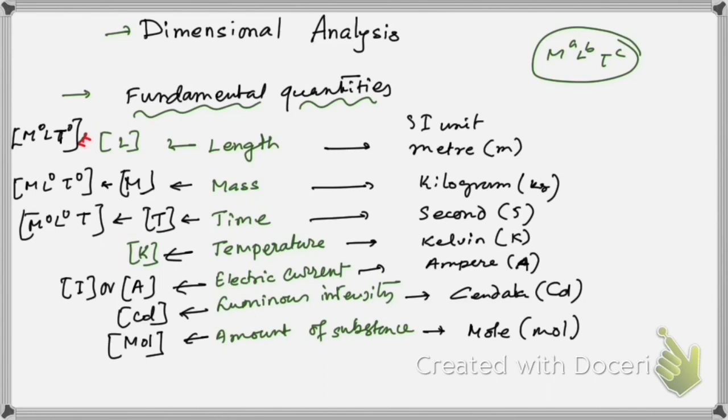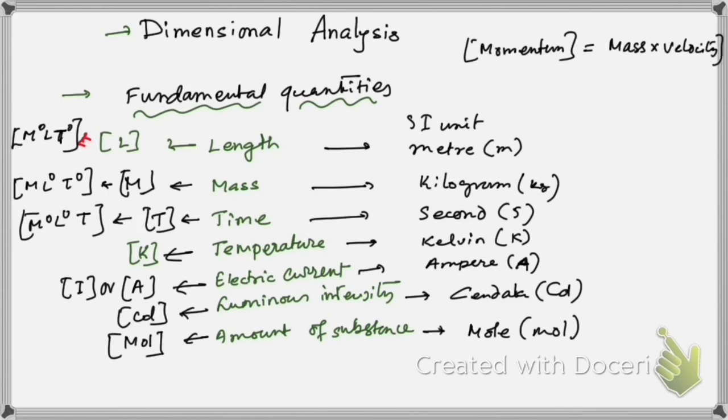And now you see, if you want to find the dimensional formula of any physical quantity, then you must know the relations of that quantity with other quantities. Suppose we need to find the dimensional formula of momentum, then we must know that momentum is equal to mass into velocity. We must know this relation, then only we can find it, right? Or you can find it from the SI unit as well.